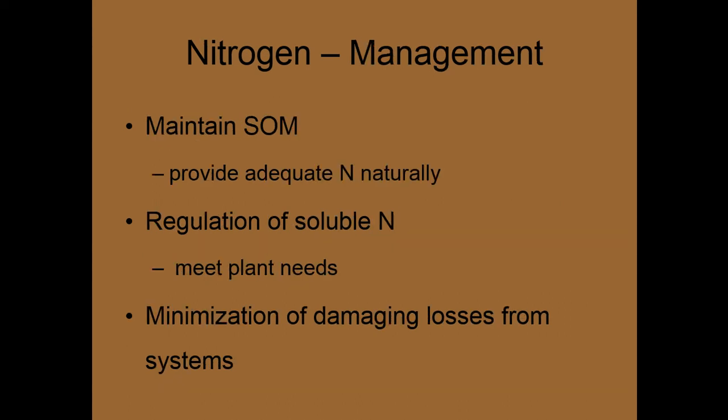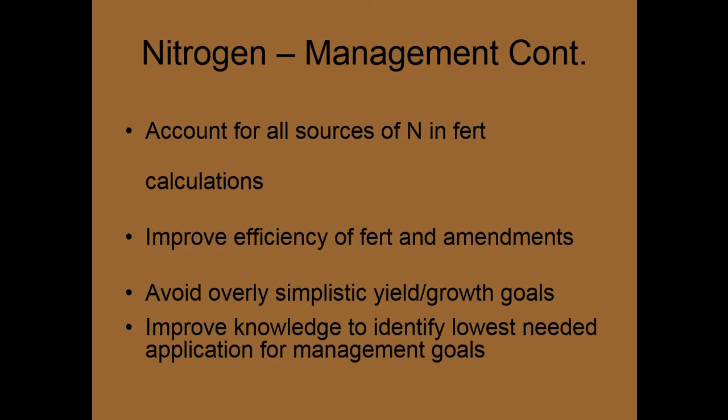So better management puts down soluble nitrogen that meets plant needs. So we're putting down only enough for the plant growth and at a time when the plant can use it. We also want to maintain our SOM, our soil organic matter, which can provide nitrogen naturally through nutrient cycling. And then all of this minimizes the damage from losses in the system.